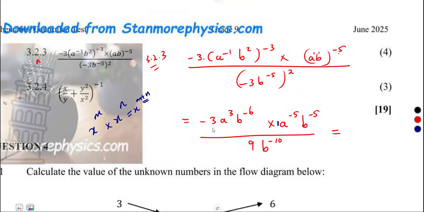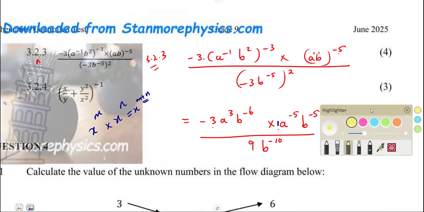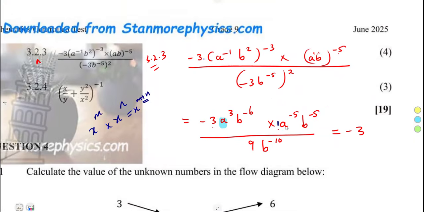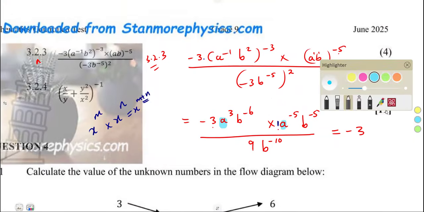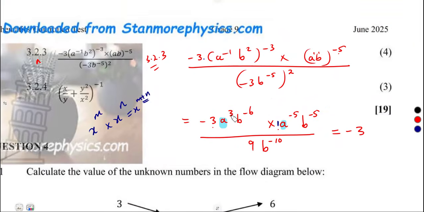So if you're going to multiply, it was going to be -3 times 1, which is -3. But as you consider the base of a here, this is a, this is a. So you add the exponents 3 to negative 5. So that's a to the exponent of 3 plus a negative 5 here. Then we move on to b to the exponent of -6.